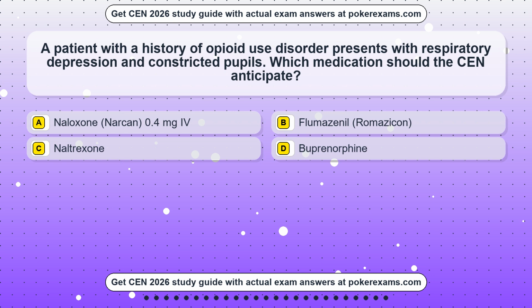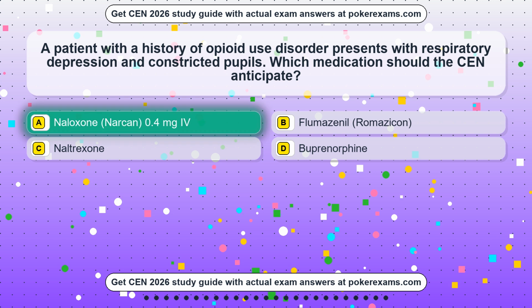Question 11. A patient with a history of opioid use disorder presents with respiratory depression and constricted pupils. Which medication should the CEN anticipate? Option A, naloxone, Narcan, 0.4 mg IV. Option B, flumazenil, Romazicon. Option C, naltrexone. Option D, buprenorphine. The correct answer is option A.